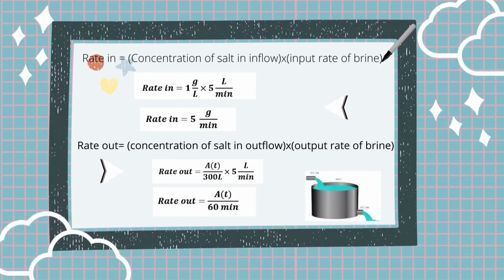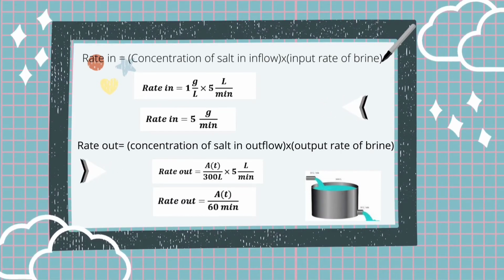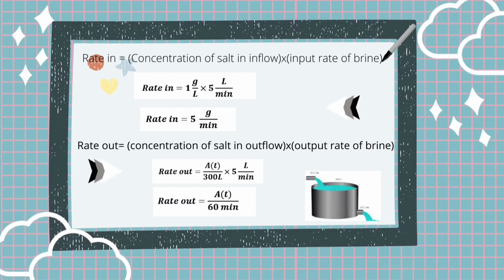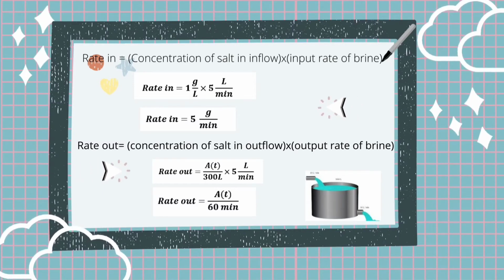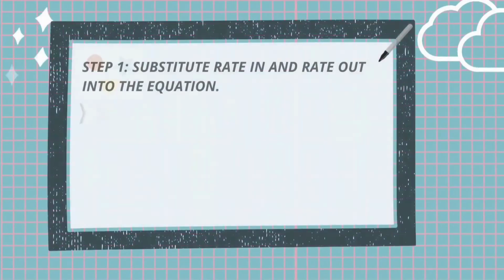So rate in equals 1 gram per liter multiplied by 5 liters per minute. Rate in equals 5 grams per minute. The rate out is equal to the concentration of salt in outflow multiplied by the output rate of brine. So the rate out is equal to A of t over 300 liters multiplied by 5 liters per minute. So the rate out is equal to A of t over 60 minutes.